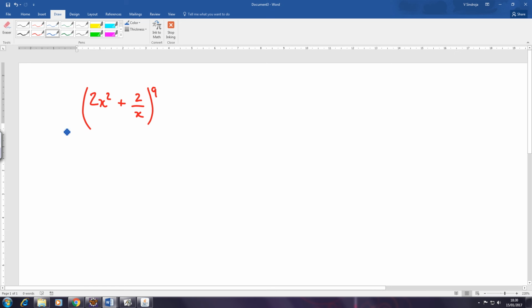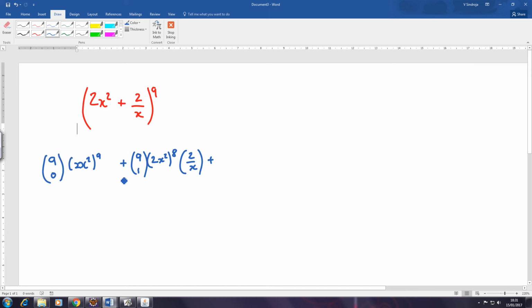Okay, so in binomial expansion, you know that the first term is going to be 9 choose 0. So remember, this is to do with the formula, from Pascal's triangle, just finding a particular number in Pascal's triangle. But the first term is always 9 choose 0, and it's going to be 2x squared to the power of 9, obviously. And then you don't have 2 over x included in this term, but then the next term is going to be 9 choose 1, and then it's going to be 2x squared to the power of 8, and then it's going to be 2 over x.